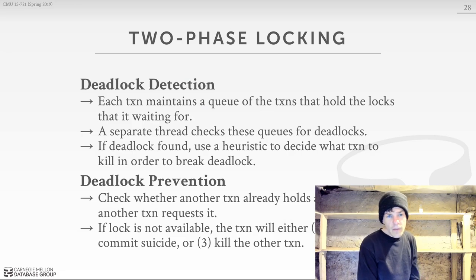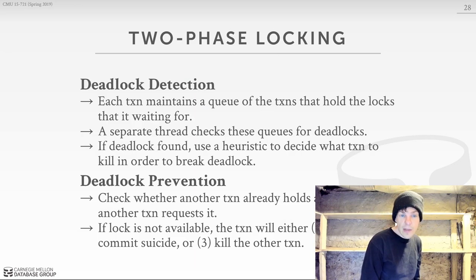So the variations of the two-phase locking protocols depend on whether you're doing deadlock detection or deadlock prevention. With deadlock detection, you allow transactions to acquire locks as needed, if they're able to, meaning nobody else is holding it. Then a separate thread runs in the background, and every so often it checks the queues of transactions waiting for locks to see whether you have a deadlock. This is typically a cycle in a dependency graph, and then you use some kind of heuristic to decide which transaction to kill in order to break the deadlock. This could be the transaction that holds the most locks, or the youngest, the newest. There are different approaches. No one is better than another for all applications and all workloads, and different database systems do different things.